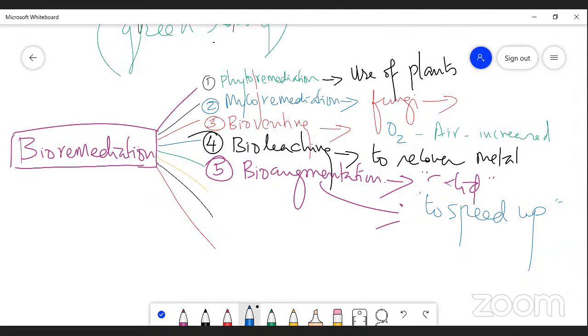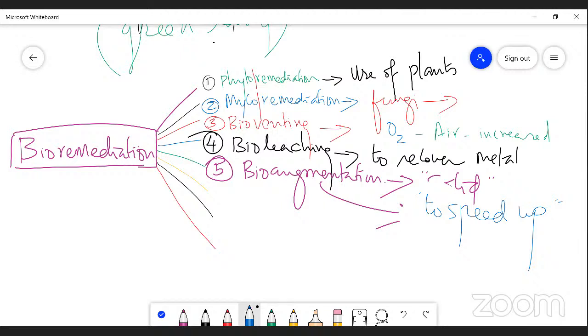I repeat once again, bioaugmentation is a process by which the rate of the degradation process is increased, right? So simply to speed up the degradation process, I mean the cleaning of waste materials from the contaminated site. It is to be sped up, increased in rate of speed, right? So that is called bioaugmentation, right?